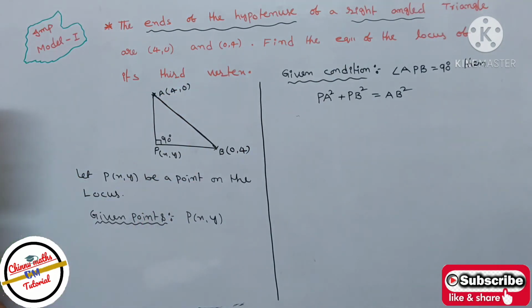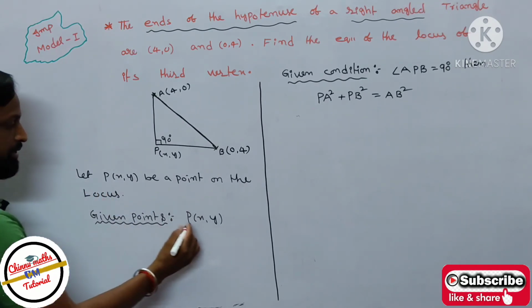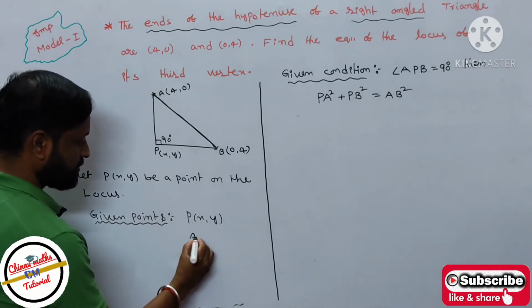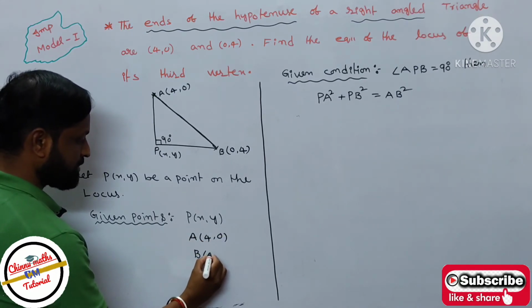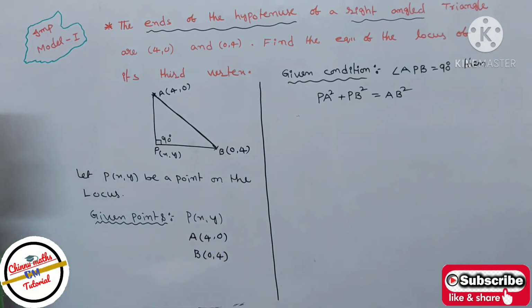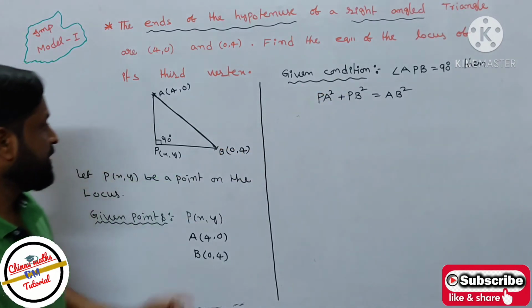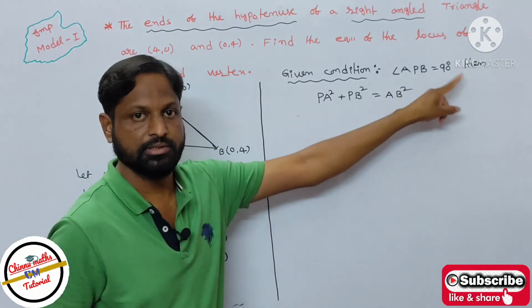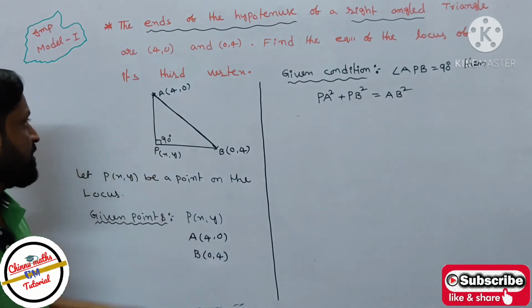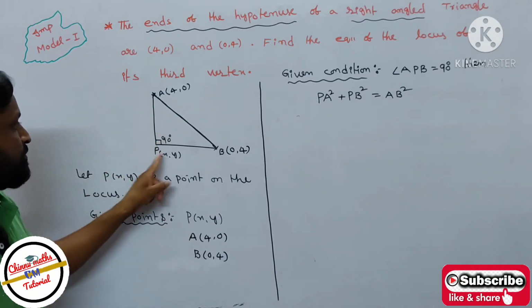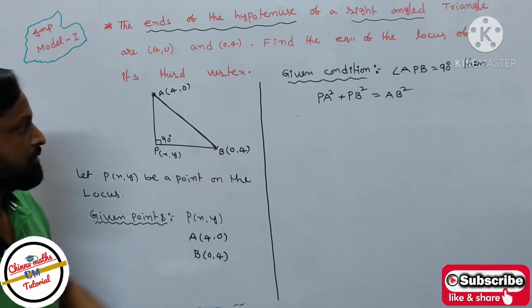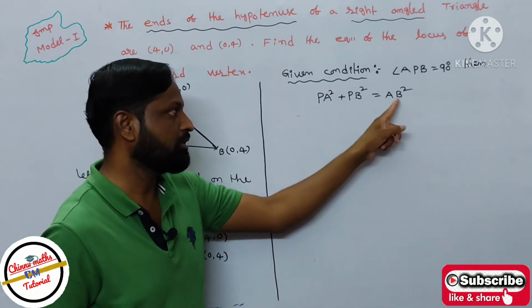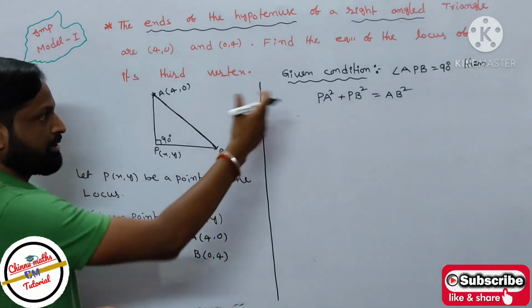What is the third vertex? It is P. So see here, let P(x, y) be a point on the locus. Next, the given points are P(x, y), A equals (4, 0) and B equals (0, 4). Next, the given condition: according to the diagram, it is a right angle triangle, so angle APB equals 90 degrees. Then according to the Pythagoras rule, PA square plus PB square equals AB square. It follows the Pythagoras rule.